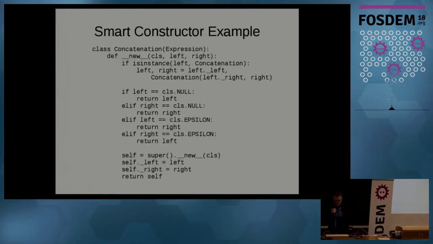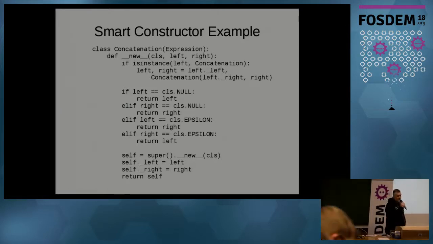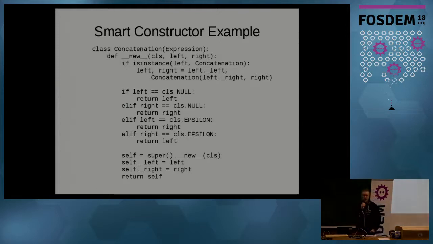But a real-life example of this: we use a smart constructor. We use __new__ instead of __init__. The reason we use __new__, which most people don't use in Python, is because we don't always want to create a new object. Sometimes when we're being a smart constructor, we want to return an already existing object or a different type of object to what we thought we were constructing.